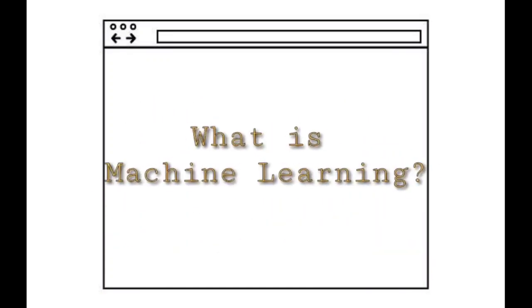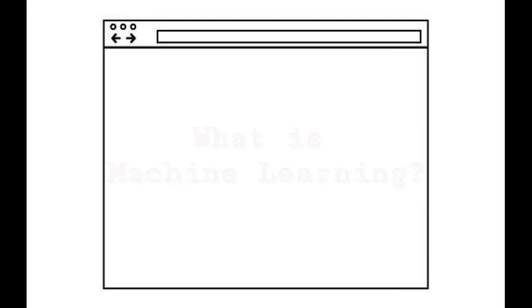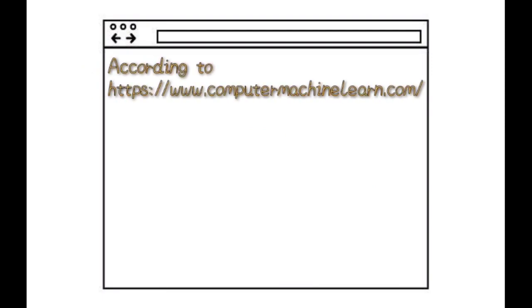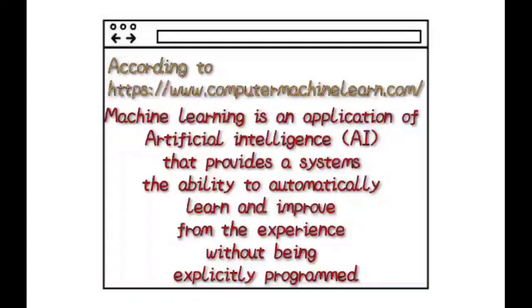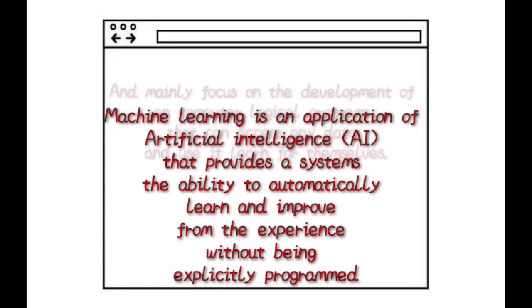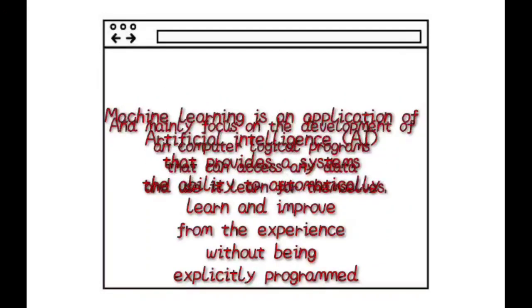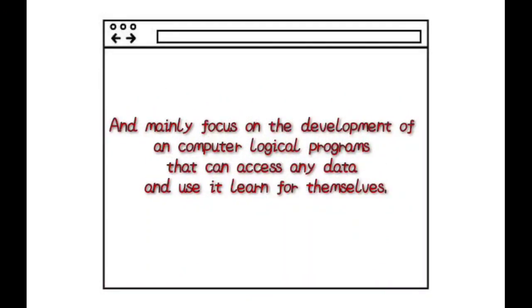Machine learning. What is machine learning? According to machinelearn.com, machine learning is an application of artificial intelligence that provides systems the ability to automatically learn and improve from experience without being explicitly programmed, and mainly focuses on the development of computer programs that can access data and use it to learn for themselves.